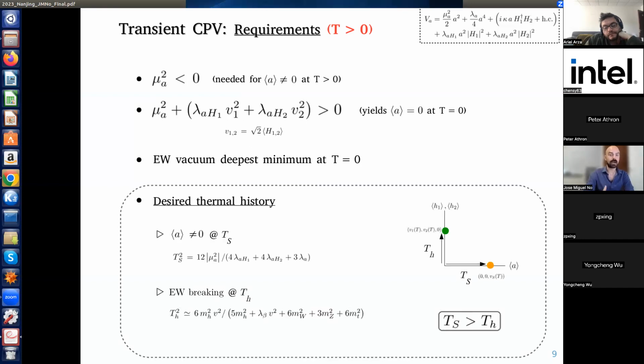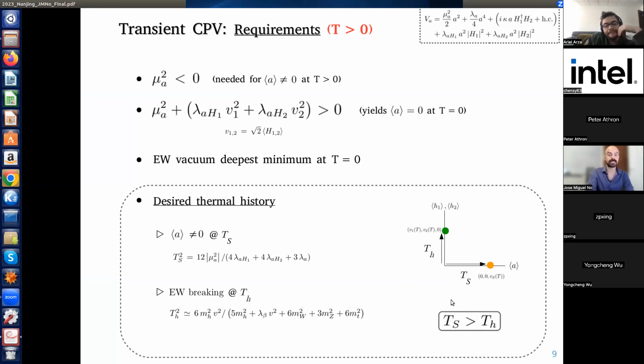So doing this allows you to do a lot of things analytically. You can go a long way with this. And in particular, you can compute the temperatures at which you destabilize each of the field directions. So you can compute the temperature at which the singlet field direction gets destabilized and the singlet gets a VEV. And then you can compute the temperature at which, from the origin, you destabilize the doublet field directions, so you break electroweak symmetry.